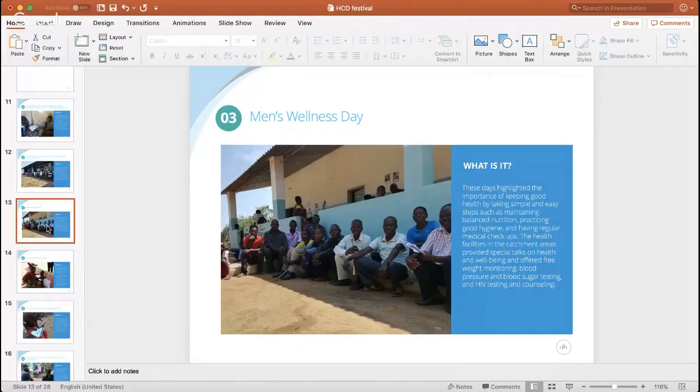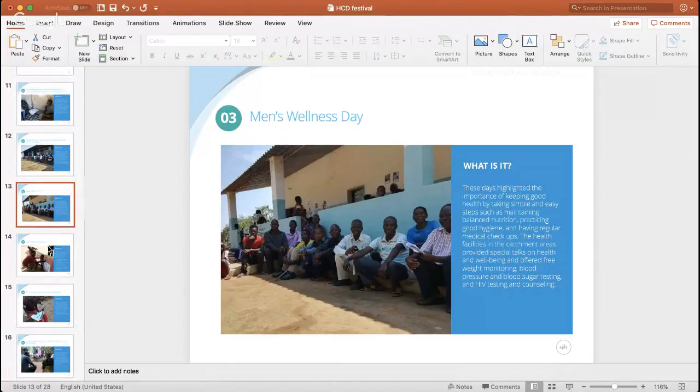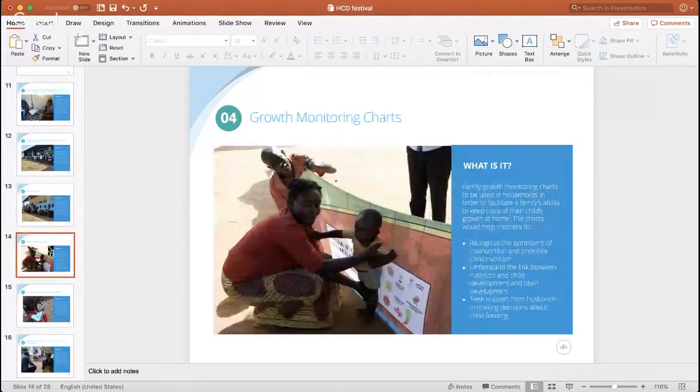And again, the results were very positive, not only from the patient or client point of view, but also from the health provider's. Of course, they had a bit more pressure due to the time constraints of the appointments, but it was much more helpful and much more effective for attending to and giving all the checkups to the people who were coming to the health facility. So this is also another prototype that we are scaling in Zambia, and we are moving forward with it. This fourth prototype is the growth monitoring chart.